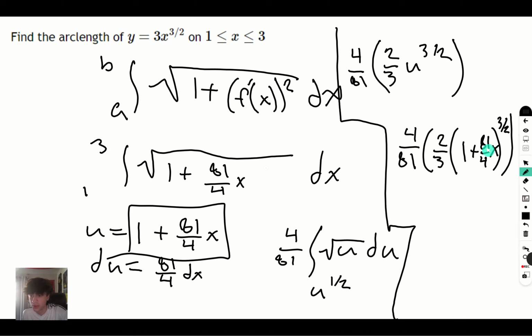So when you plug in 3, you're going to get 243/4 plus 1 to the 3/2 times 2/3 times 4/81, and then you subtract the value that you get when you plug in 1, which is going to be slightly less, and the length that you find will be the positive number that is equivalent to the length of the curve. And yeah, that's all I have for you guys.